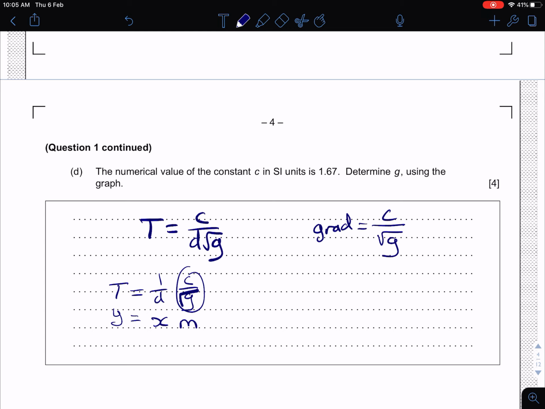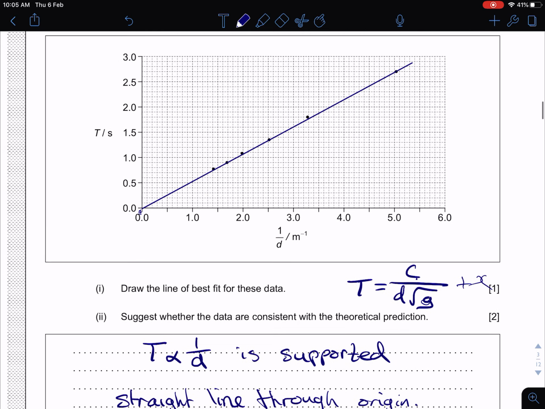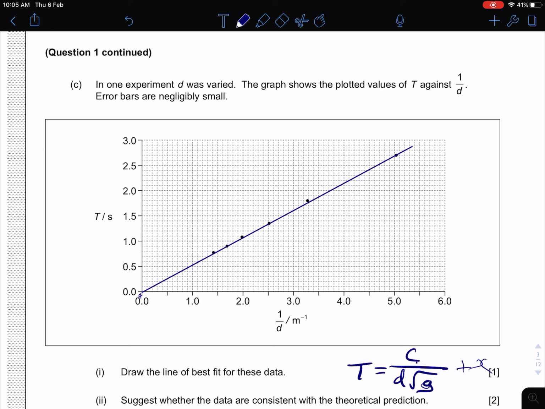We need to rearrange that to find G. So G is C over the gradient all squared. We've got C from the question, but we need to find the gradient. If we go back to the graph, we can find the gradient here. Remember, the larger the triangle you use for the gradient, the better. So I'm going to use this top dot, and that's about 5, maybe 5 and a little bit. And here it's 2.5.